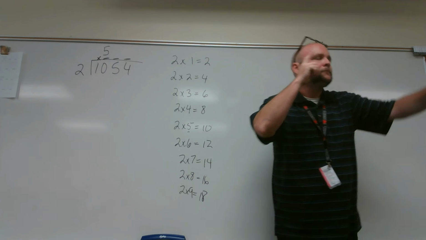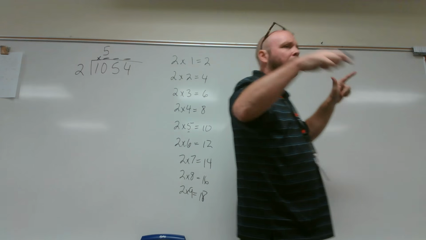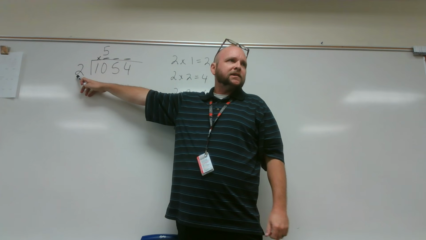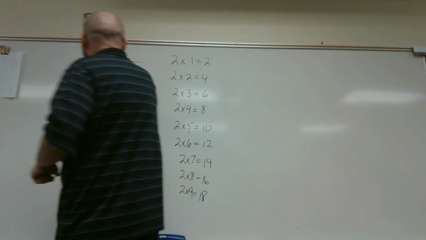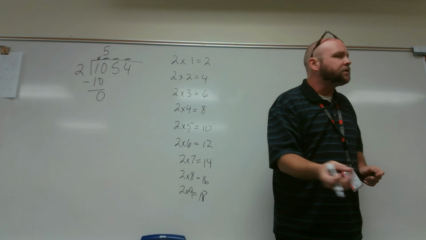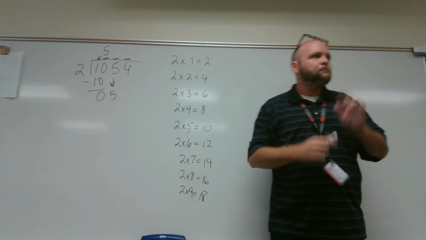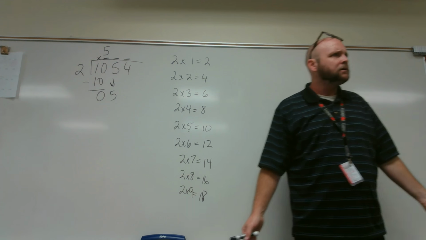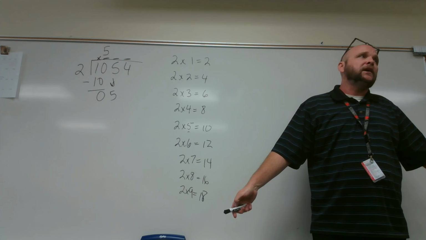Now we take our 5 in our quotient, we multiply it times our divisor. So Katie, what's 5 times 2? 10. We subtract and we get 0. After we subtract, we bring down if there is a number. So now we have 5 here. We want to take 2 into 5. Is 2 going to go into 5? Not evenly, but it is.